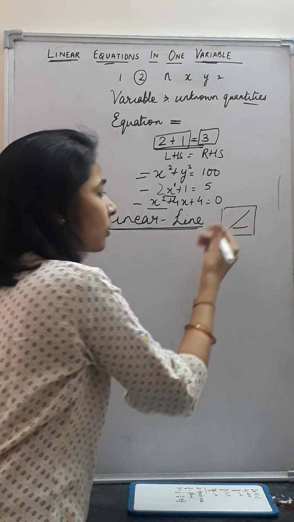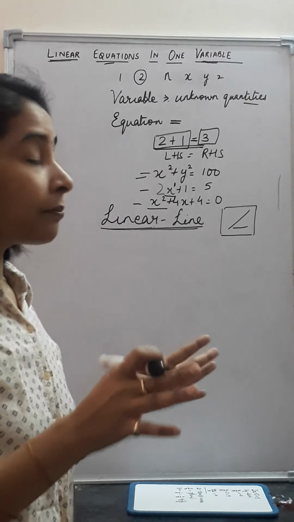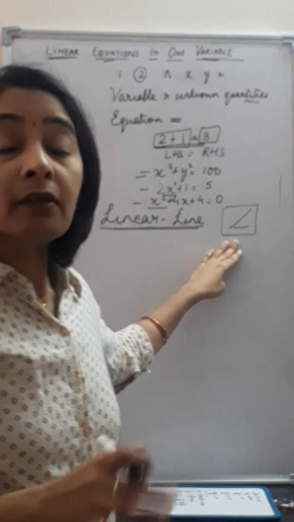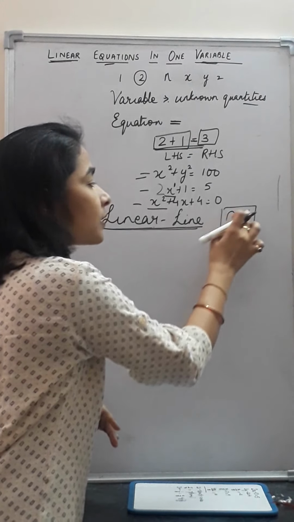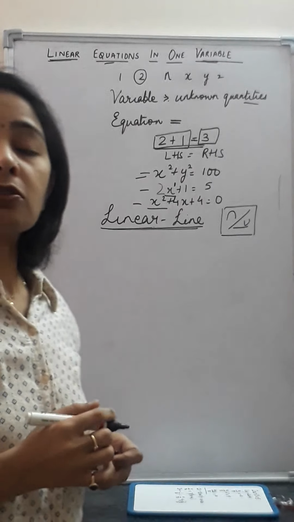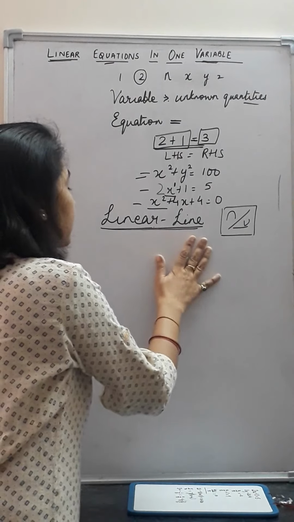It can be horizontal, vertical, slanting, anyway, but the line will always be a straight line. It can never be a curve like this or like this. It will always be a straight line. That is why they are also called linear equations. Okay, now the word linear equation is clear.